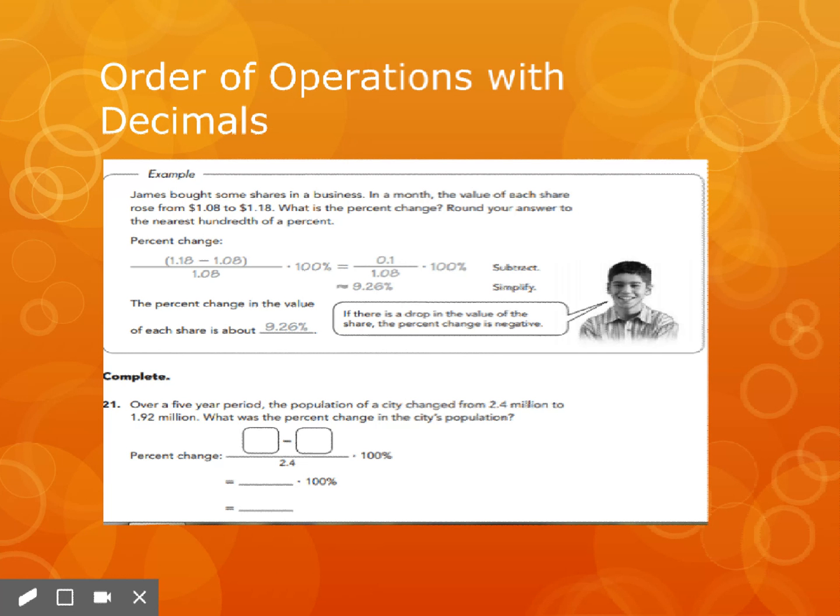So when they're asking percent change, what you're going to do is you start out with the original amount, 2.4, and then you find the difference, and then you're going to divide by the original amount as well. So if you read that example problem, you'll see that. So first, 2.4 minus 1.92 is 0.48 over 2.4, and then they're multiplying by 100%. And 0.48 divided by 2.4 is 0.2. And when you multiply that by 100%, you get 20%.